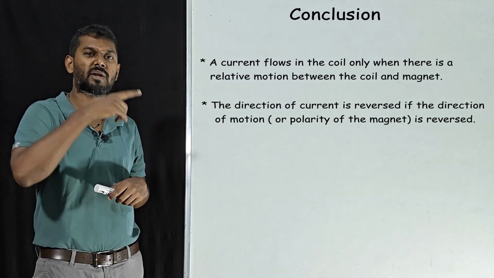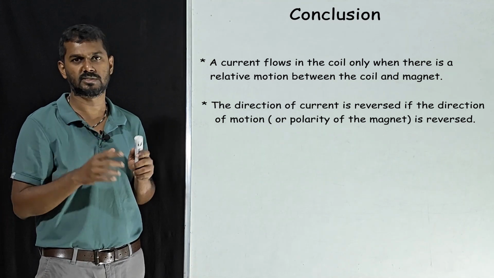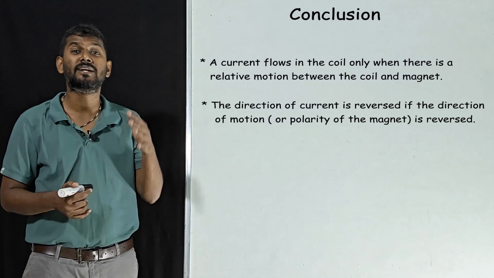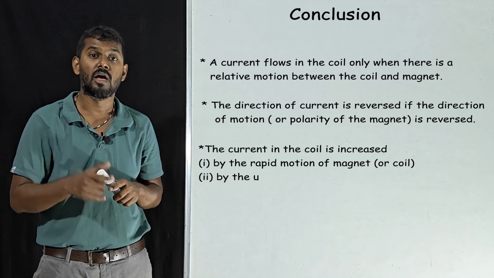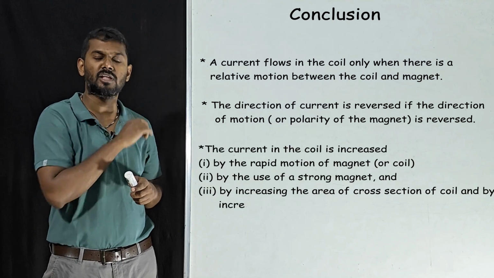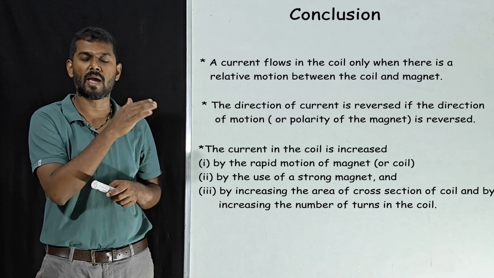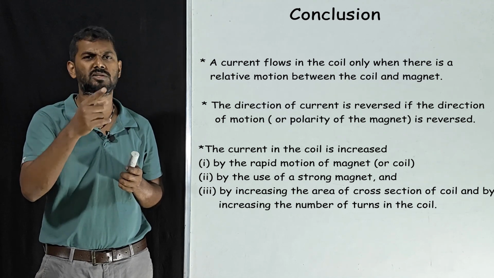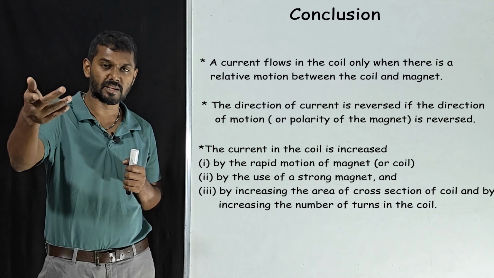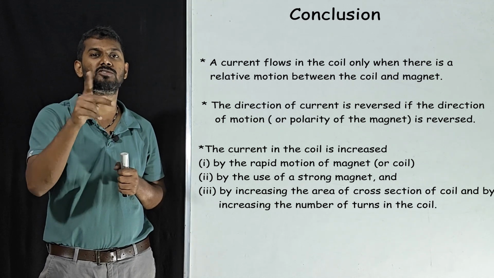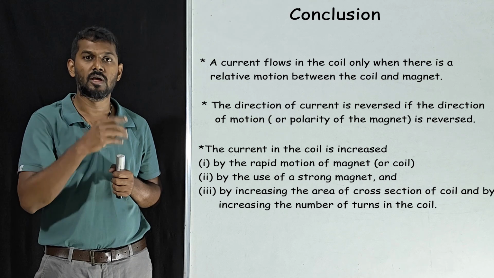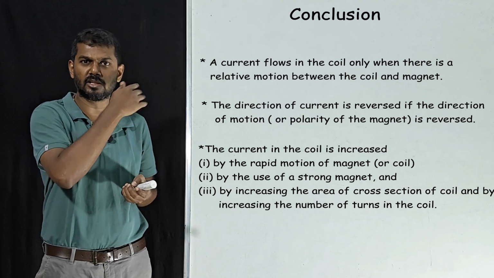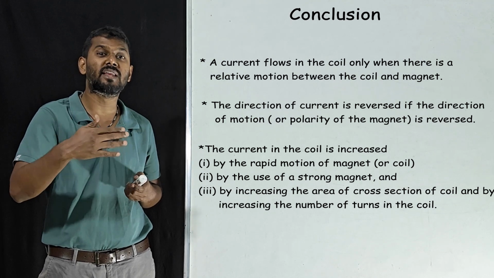If it is moving away from it, it will be exactly like the first case. Then the current can be increased. What are the factors which affect the current in the solenoid in electromagnetic induction? First thing, the speed of motion of the magnet or solenoid. If the speed is increased, current is increased. So these two are directly proportional. So if you want to increase the current in the solenoid, we have to increase the speed.